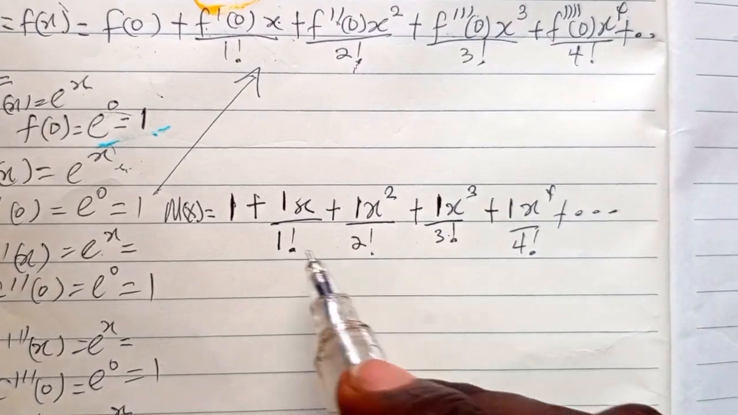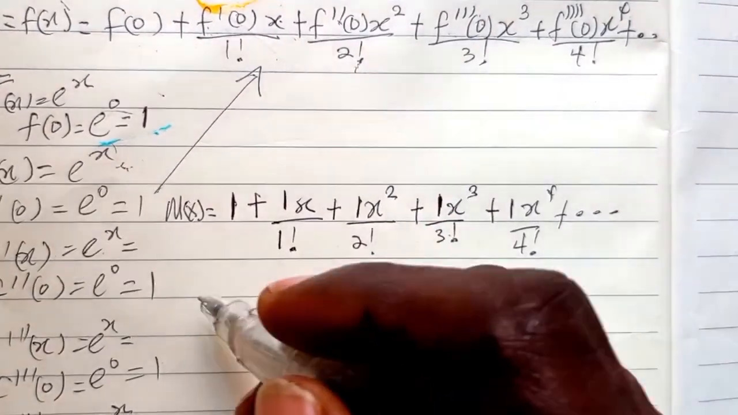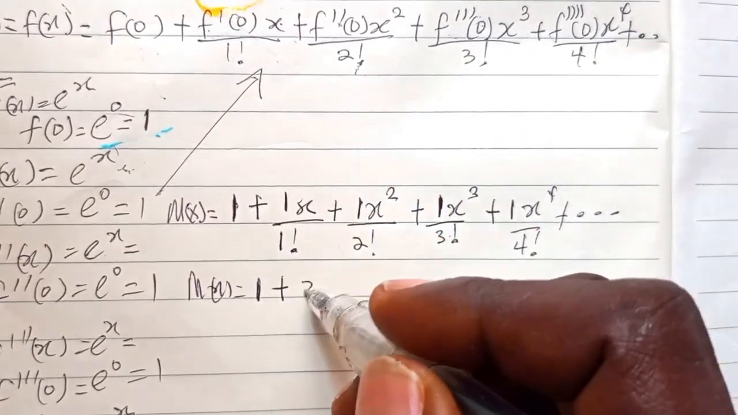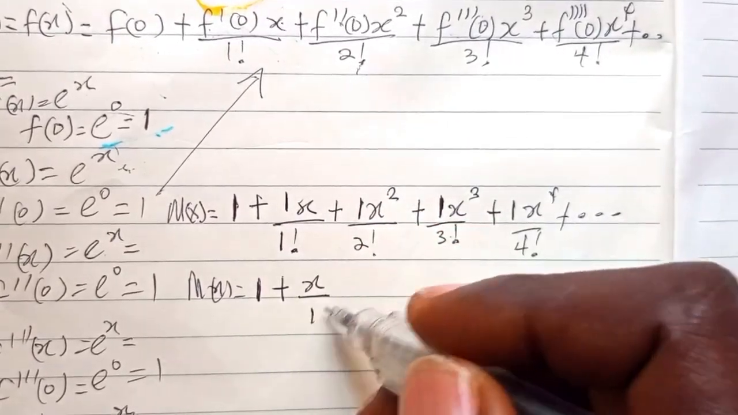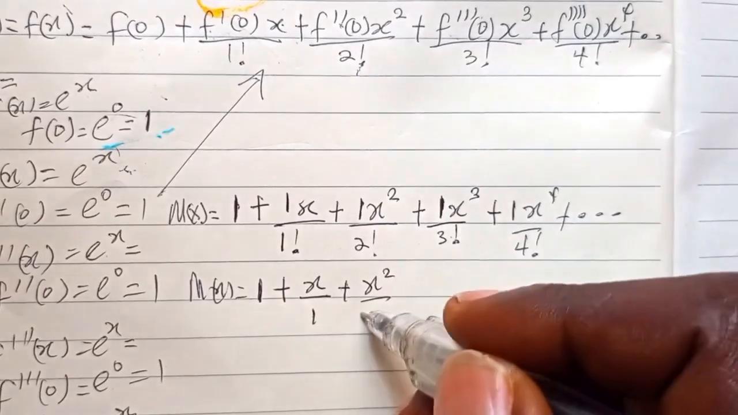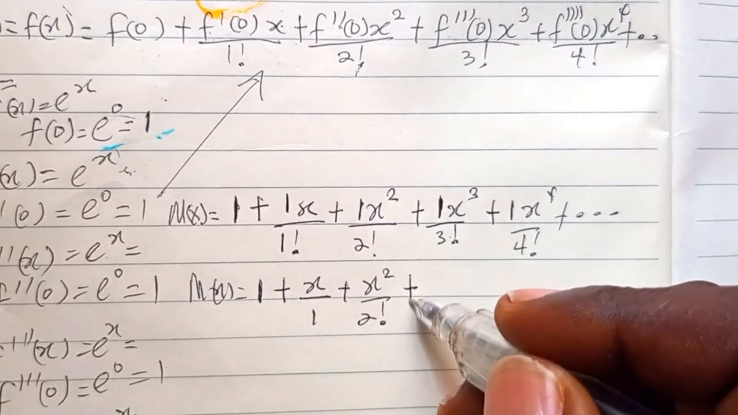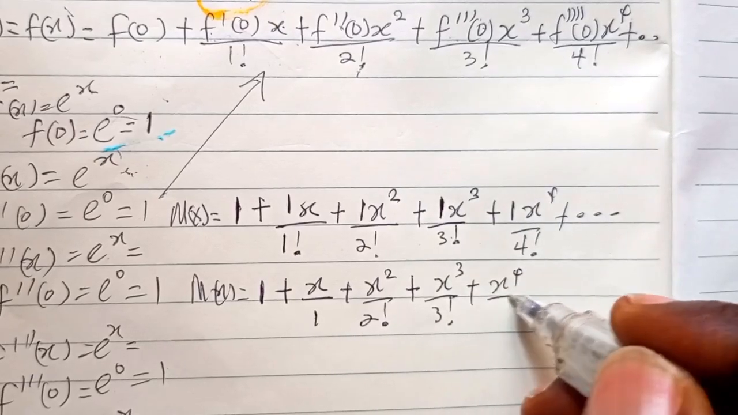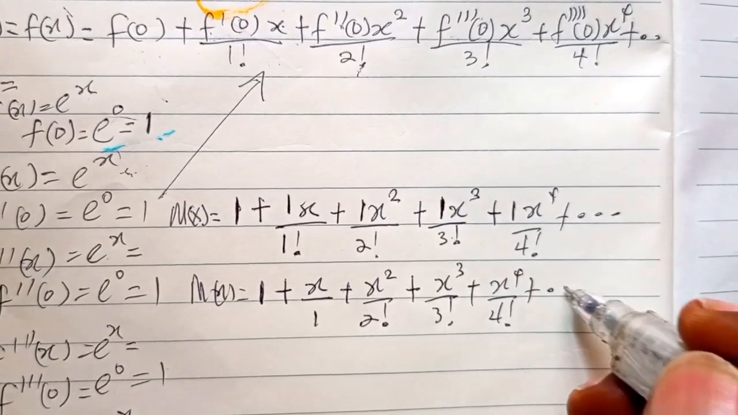So you notice that the coefficients are all 1. So that will be 1 plus x over 1 factorial, which is 1, plus x squared over 2 factorial like that. Don't evaluate it if you like. x cubed over 3 factorial plus x to the power 4 over 4 factorial plus and so on like that.